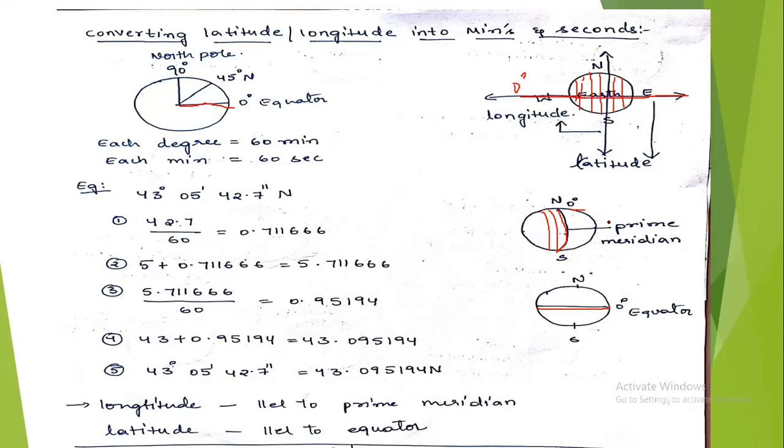As the Earth is round, we have to start at some point, so we start at 0 degrees. That 0 degrees starting vertical line is called the prime meridian. So these are longitudes. Next, the lines which are parallel to the equator are called latitudes.